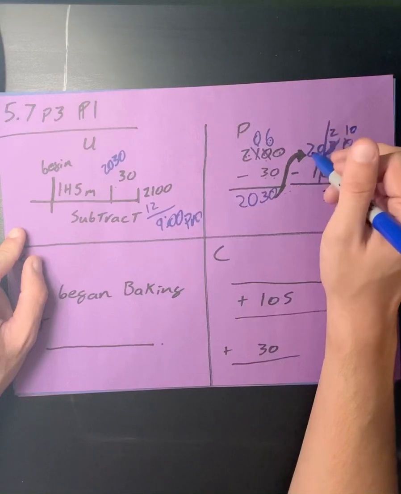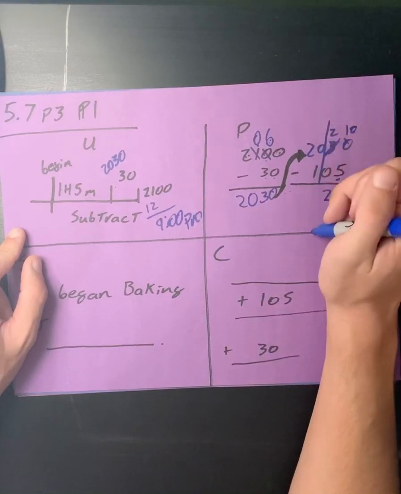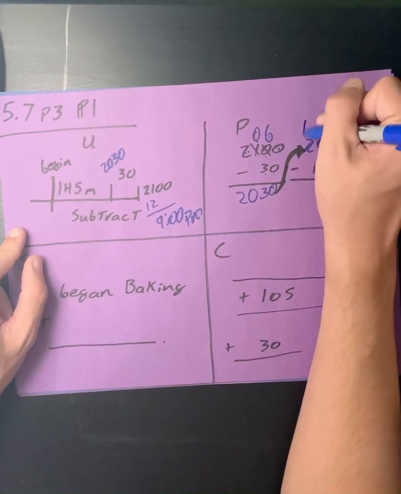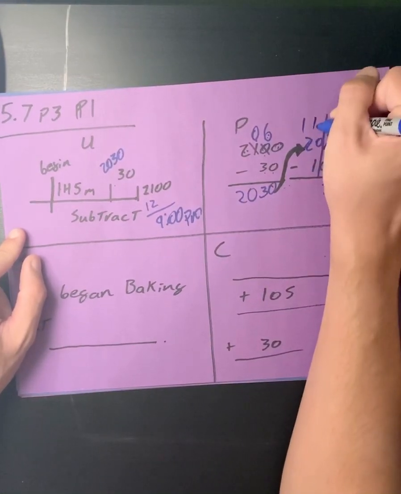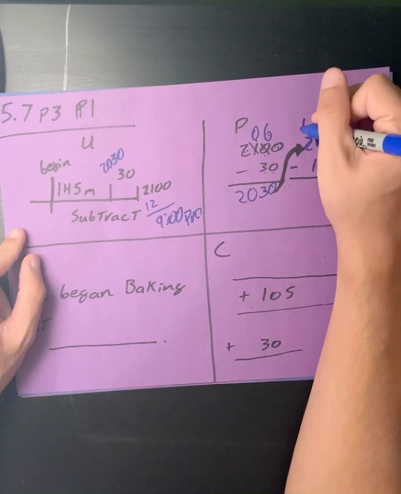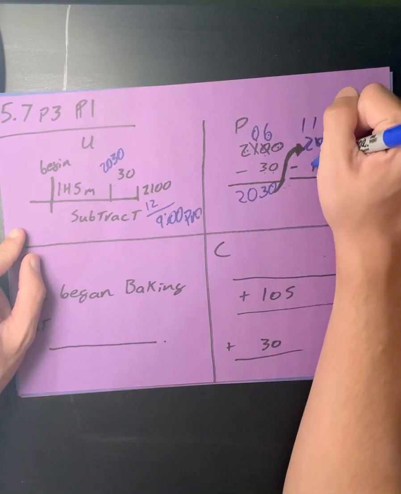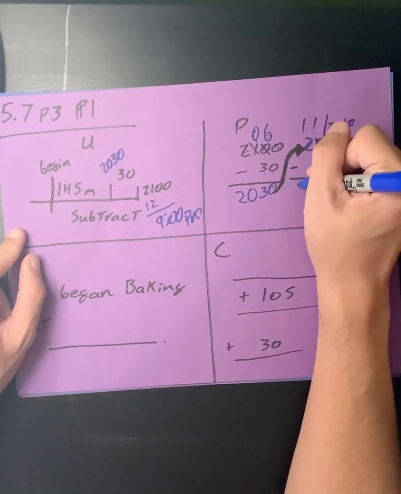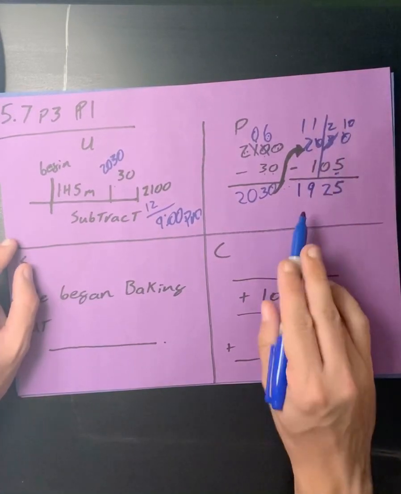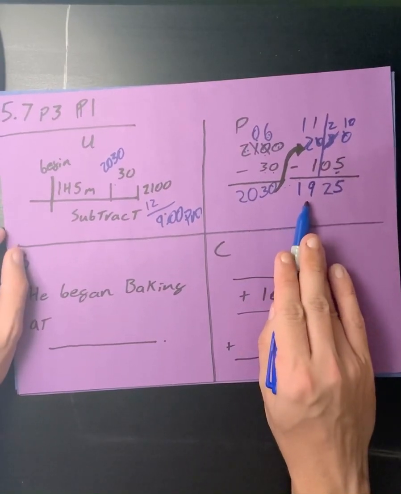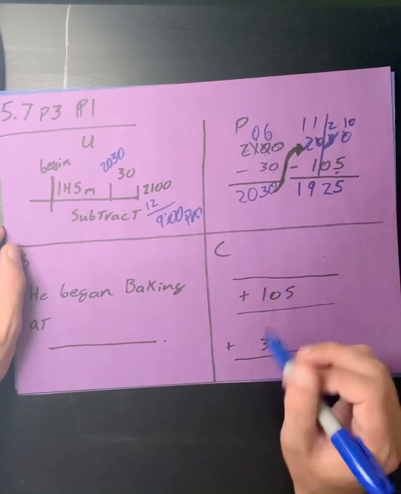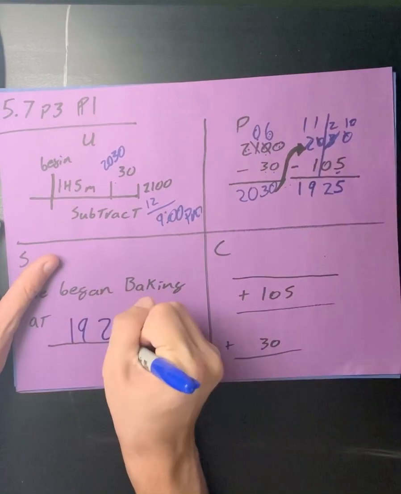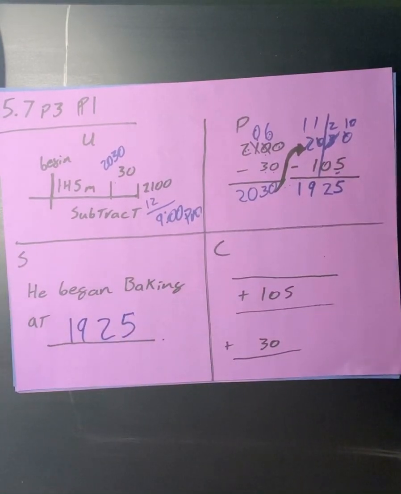Now I've got my hours, where I've got 20 hours minus 1 hour. I regroup, that becomes 10 hours and 10 ones. 10 minus 1 is 9. 10 minus 0 is 10. So he began baking at 1925 hours. So to fill in my answer, I'm going to say that he began baking at 1925 minutes. Okay?